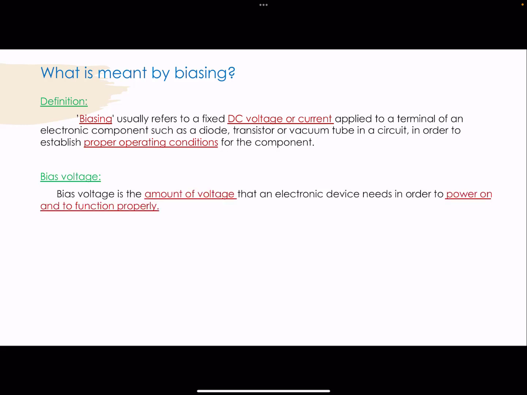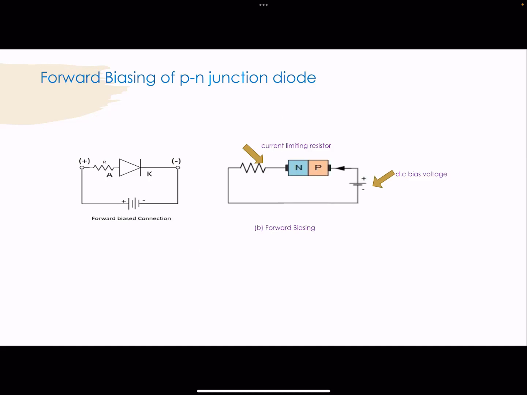Now let us see how we can define the bias voltage. The bias voltage is the amount of voltage that an electronic device needs in order to power on and to function properly. So if you see here, this is the bias voltage which is plus 2 volts. And this is the amount of voltage that an electronic device needs in order to power on and to function the circuit properly.